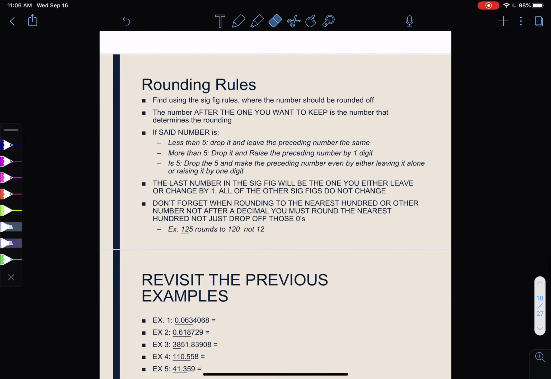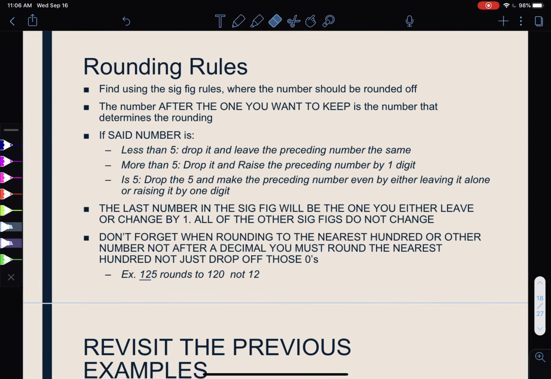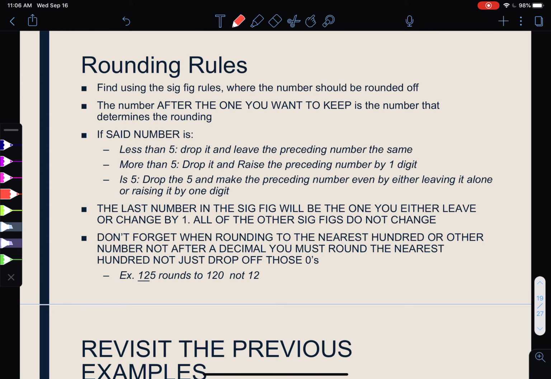All right, so let's talk about rounding rules. For the most part, y'all know this. If it's less than 5, you're just going to leave everything the same. You're going to drop that number. If it's more than 5, you're going to raise the number. And if it's 5, this is where the rules kind of change. If it's 5, you're going to make the preceding number even by either leaving it alone or raising it by 1 digit.